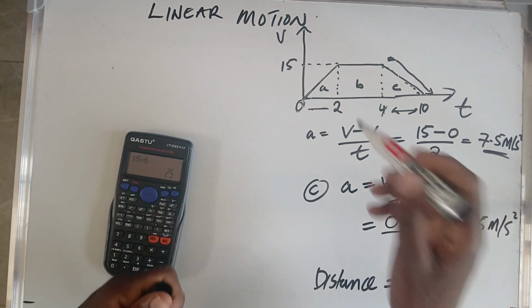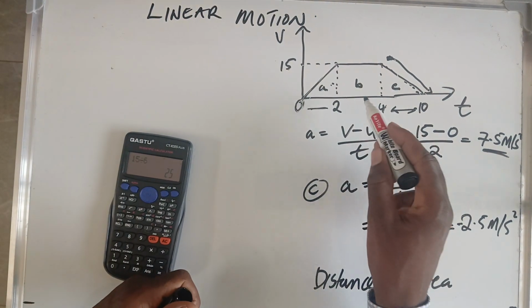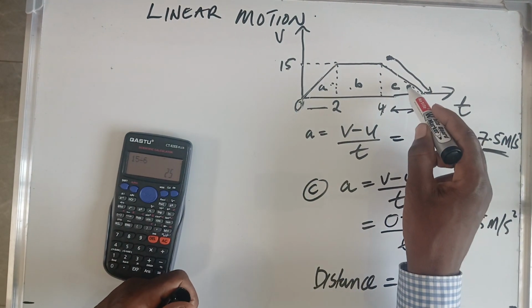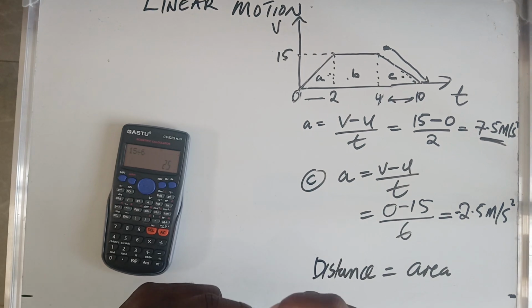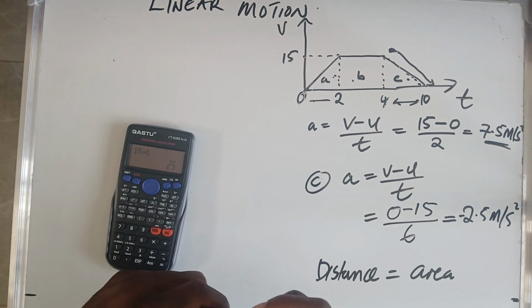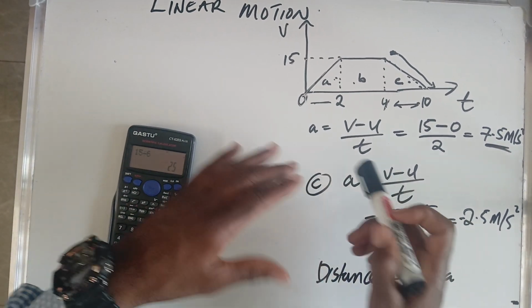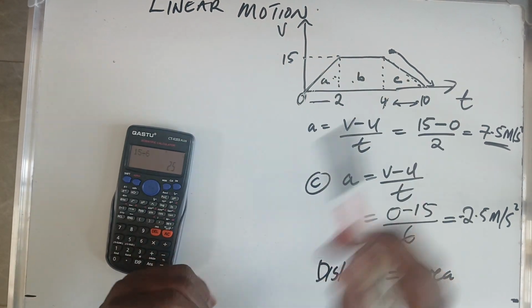So I can find the area for A, I find the area for B, I find the area for C. Okay? Then I sum the total area. That will give me the total distance traveled by the car.